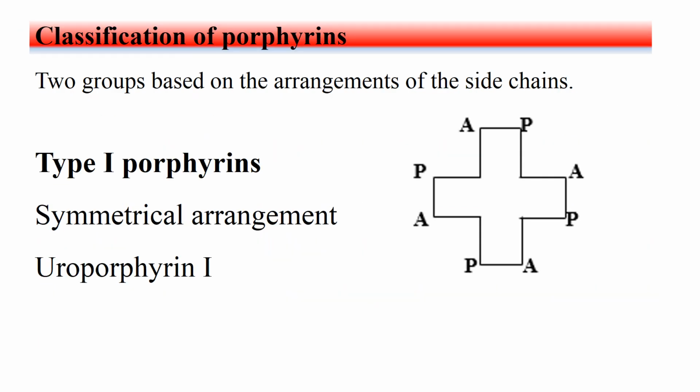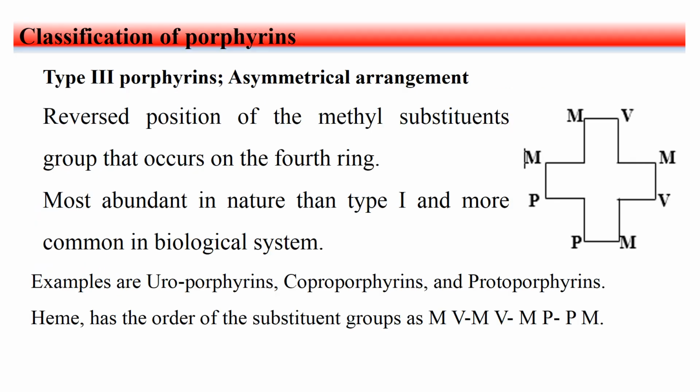The porphyrins exist in 2 groups, and they are classified based on the arrangements of the side chains. In the type 1 porphyrins, the side chains are symmetrically arranged. Examples include uroporphyrin I. In type 3 porphyrins, the side chains are asymmetrically arranged.